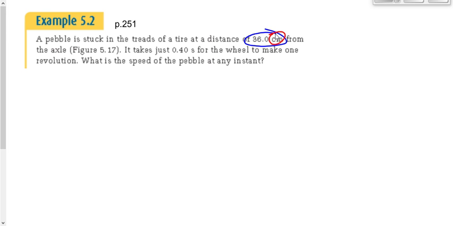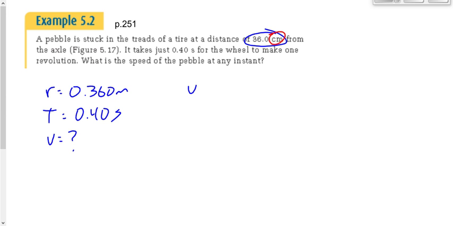What variable is that? Displacement? No. The pebble doesn't travel 36 centimeters, right? That's the radius of the circle. So we're going to say R is 0.360 meters. What's the 4.4 seconds? It's a time, obviously, right? But is it big T or little t? It's big T. It's the time for one complete revolution. And we want to find the speed here. So we're going to say v is equal to 2 pi R over T.